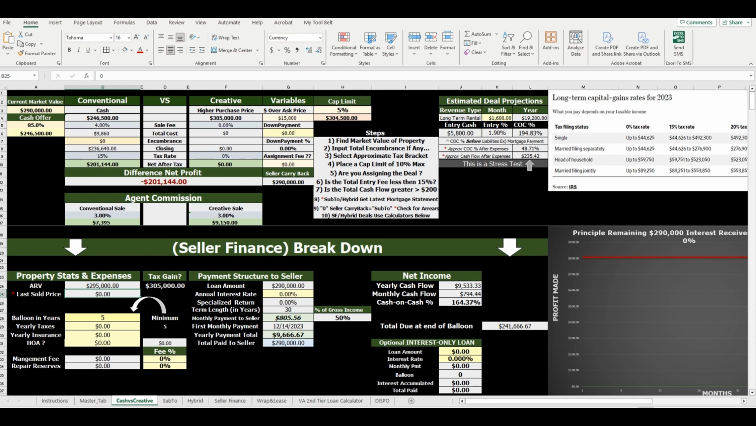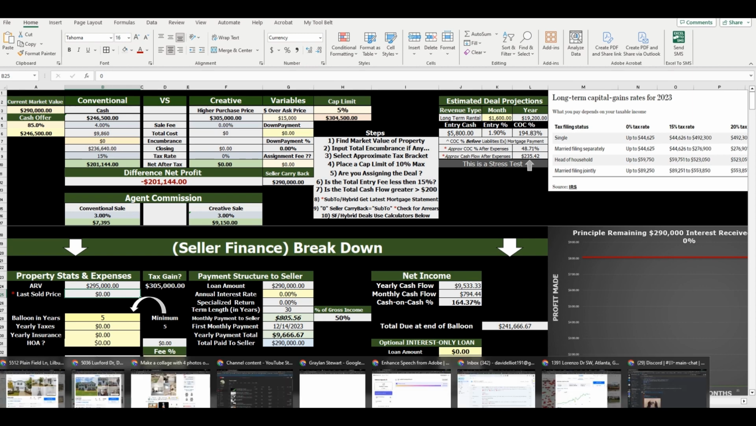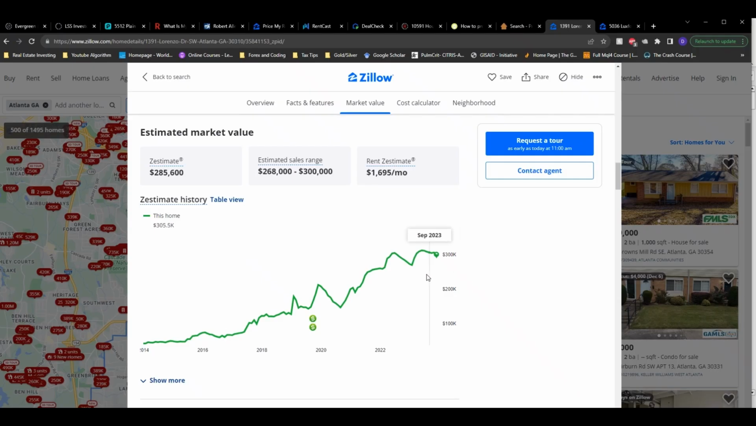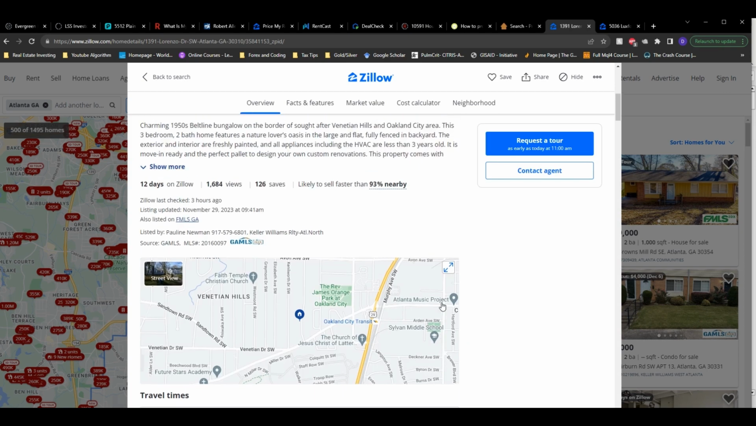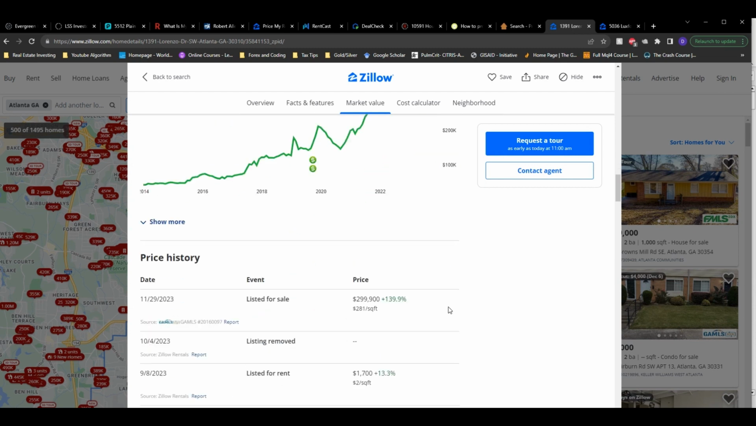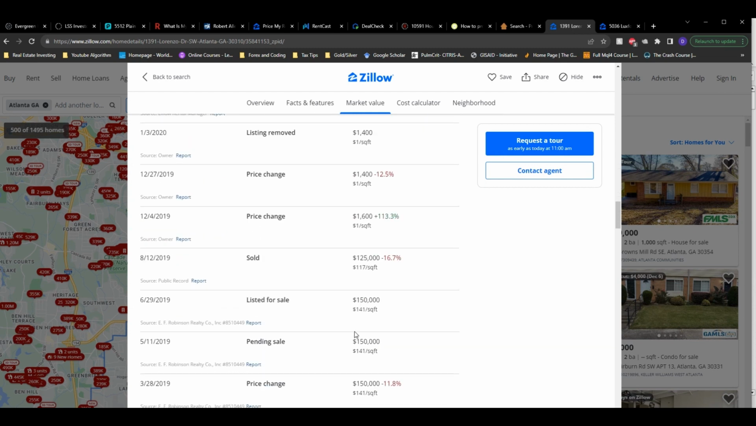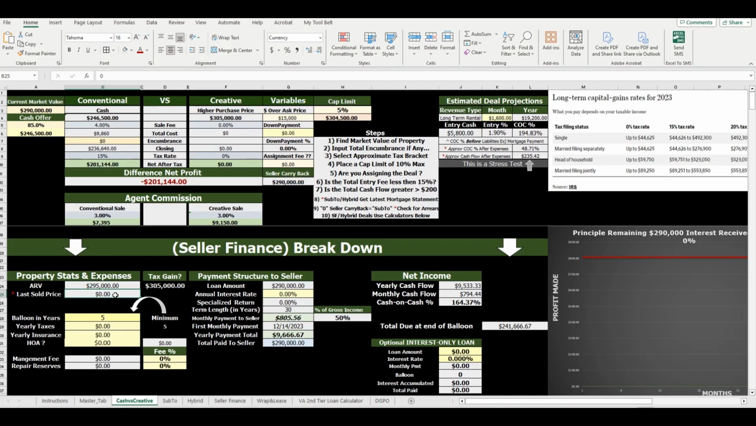Let's take a look at the last sold price since we're already in that cell. Let's go back into our Zillow listing. Let's go to market value. We were actually in the right spot. We just needed to scroll down. It was last sold for $125. So clearly this property here was a flip. We'll plug in $125 on the last sold price.